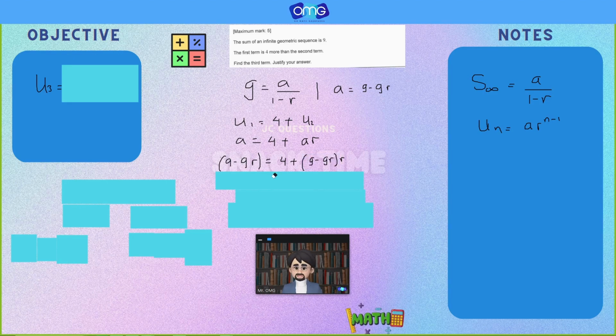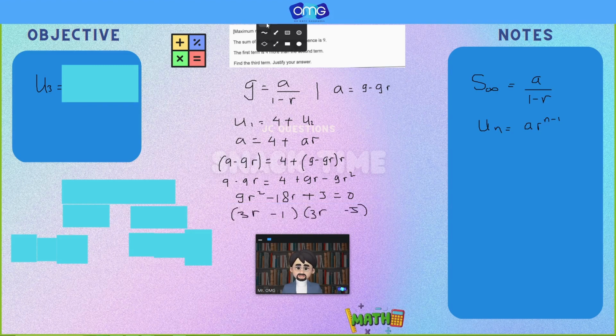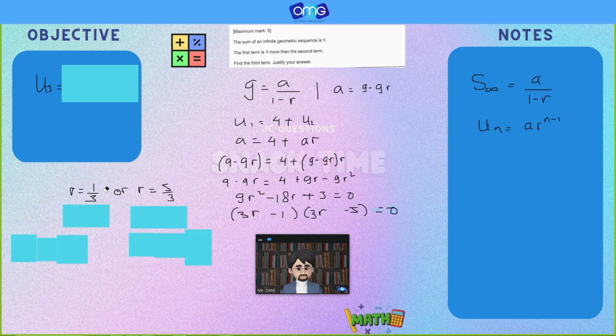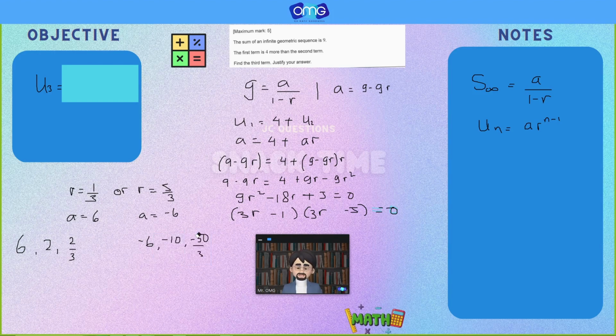If we solve this, it's going to become a quadratic equation, which is like this, and this equals 0 after we expand. So we know that r equals 1 over 3, while the other one is 5 over 3. From here we can use a equals 9 minus 9r to find a, which is 6, and the other one is minus 6. So the first term is 6, the second term is 2, the next term is 2 over 3, and that's the third term. While the other one is minus 6, then minus 10, and the third term is minus 50 over 3.